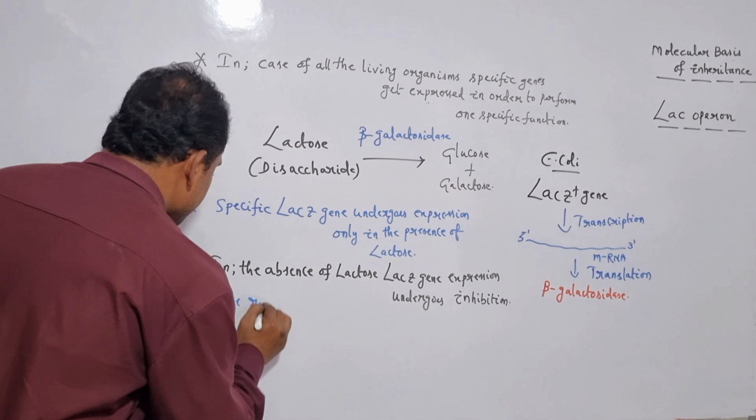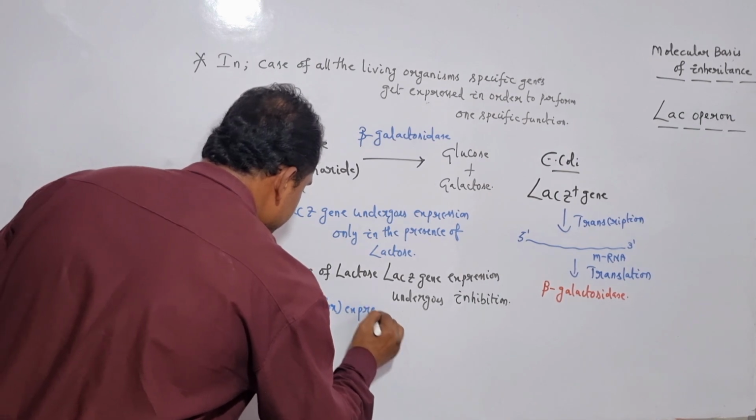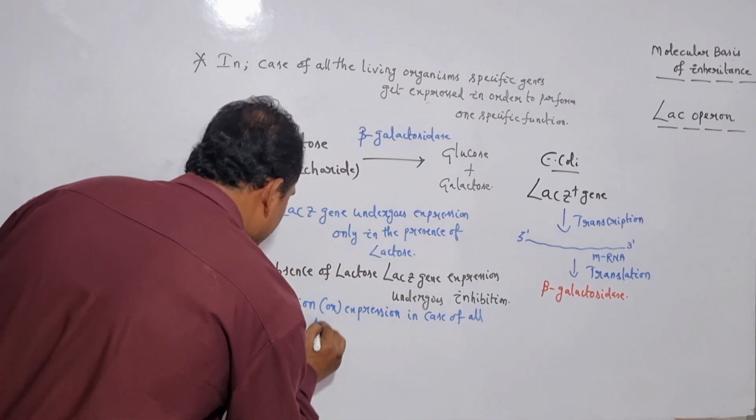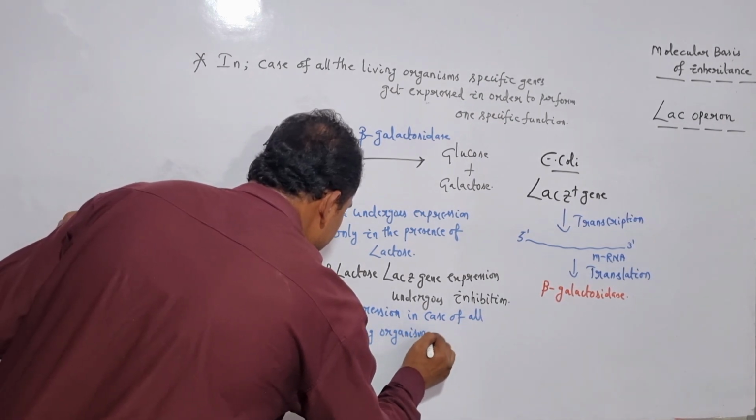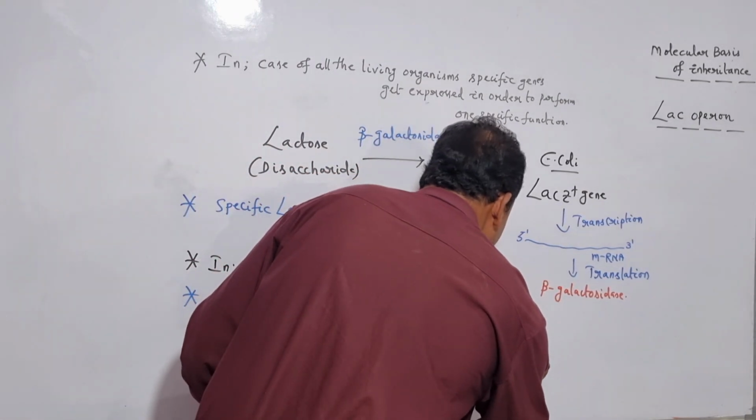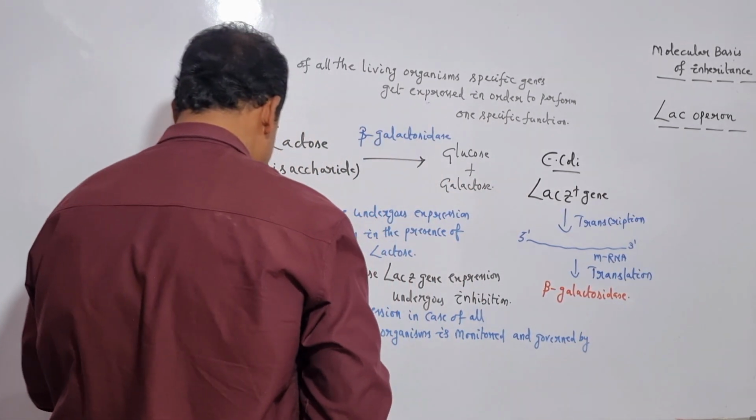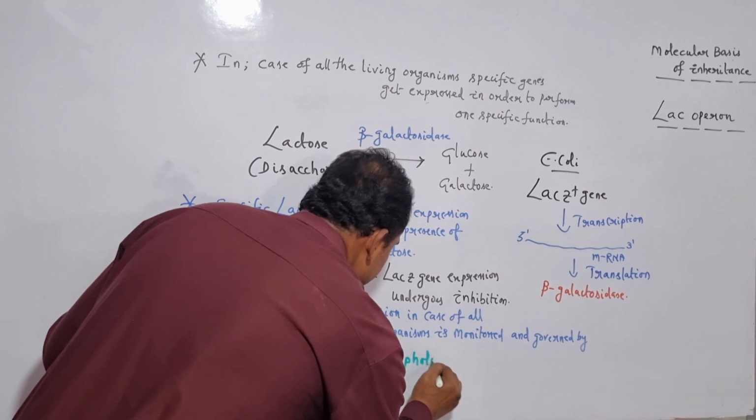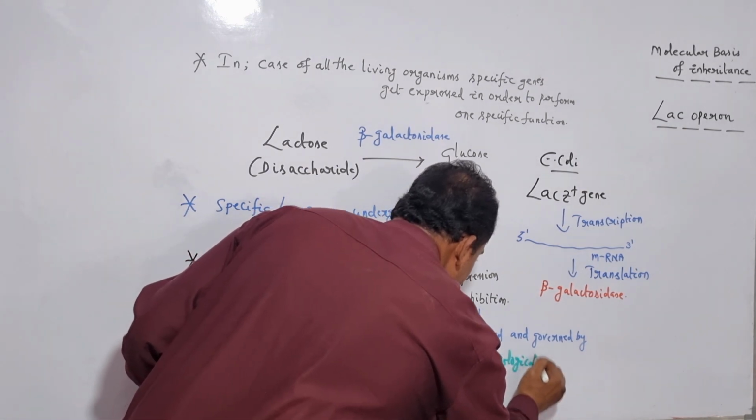So let me write it here. Gene regulation or expression in case of all the living organisms is monitored and governed by morphological features, physiological features and environmental conditions.